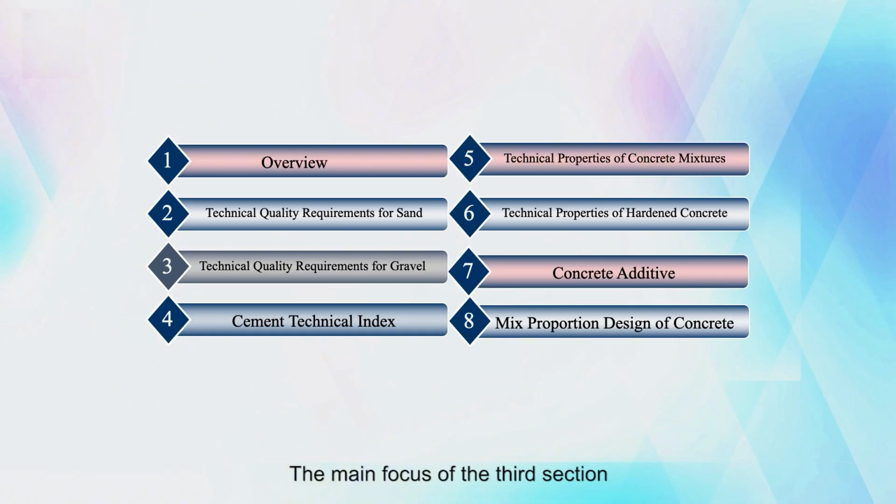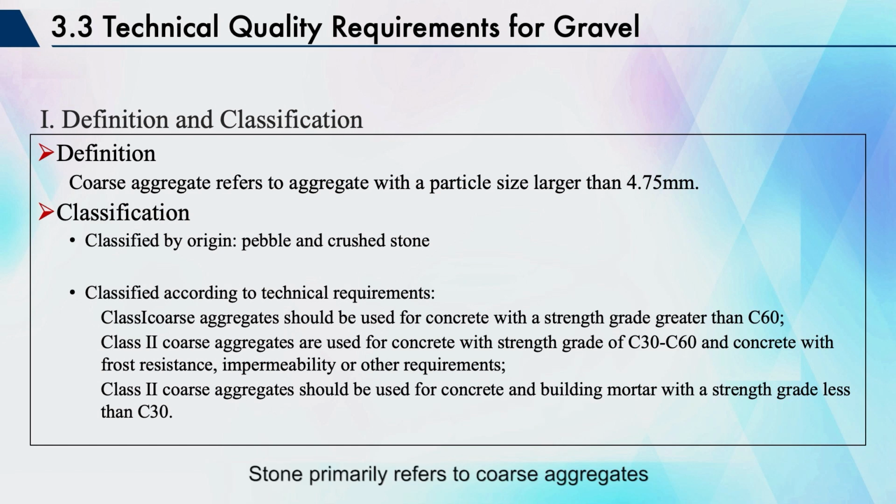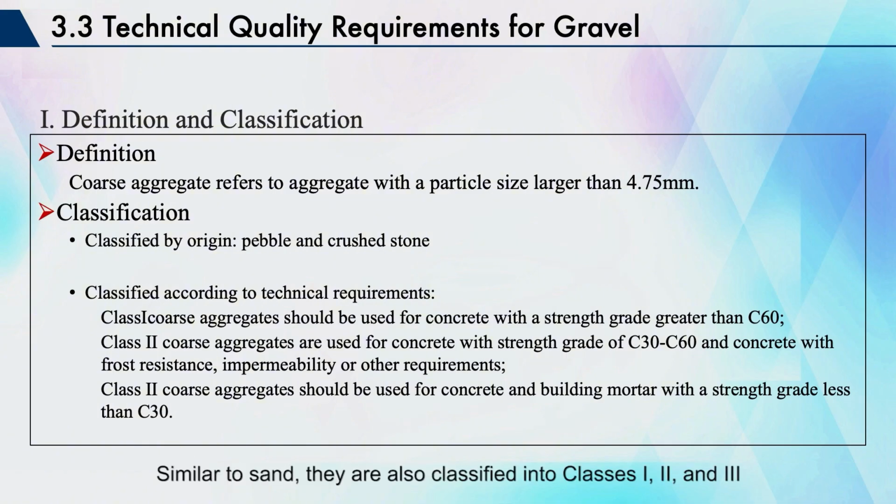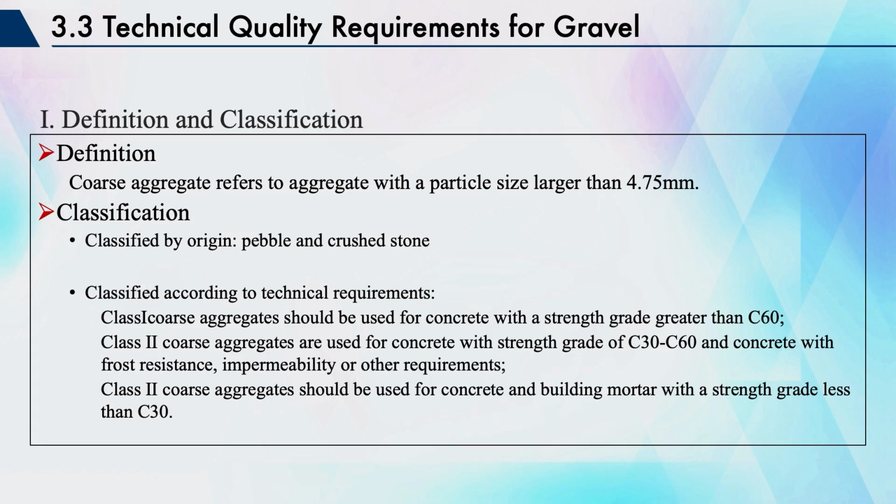The main focus of the third section is on the technical quality requirements for stone. Stone primarily refers to coarse aggregates, which are aggregates with a particle size larger than 4.75 mm. They are categorized into pebbles and crushed stone based on their source of production. Similar to sand, they are also classified into classes 1, 2, and 3, based on technical requirements.